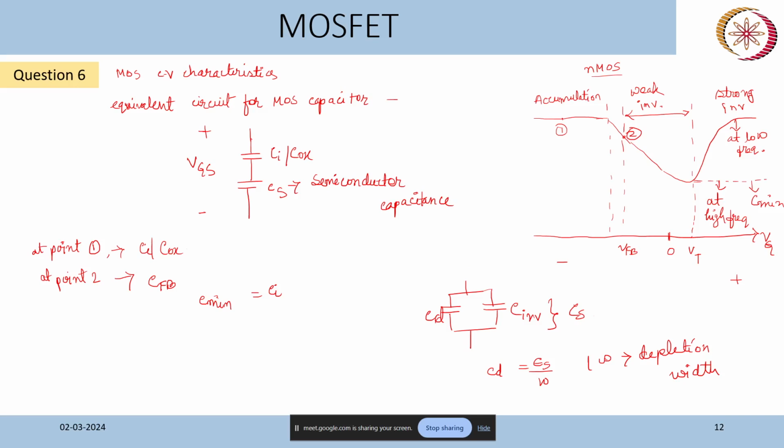Based on that, which of these capacitances is dominant actually determines the CV characteristics of a MOSFET, and that's how we get CV characteristics like this in case of NMOS. Here C minimum is Ci by Ci plus CD minimum. CD minimum is when the depletion width is maximum.